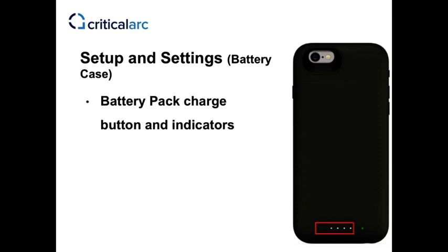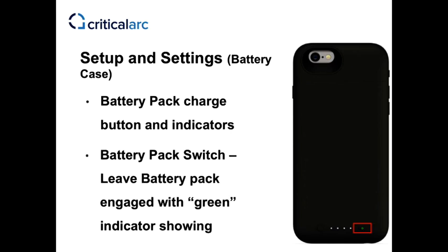Firstly, at the bottom left is the battery pack charge button and indicators. By pressing that button, the indicators will light up to indicate how much charge is left in the battery pack itself. The battery pack switch engages and disengages the battery pack from the phone. Always leave this with the green indicator showing, which means that the battery pack is engaged with the phone and charging the phone at all times.